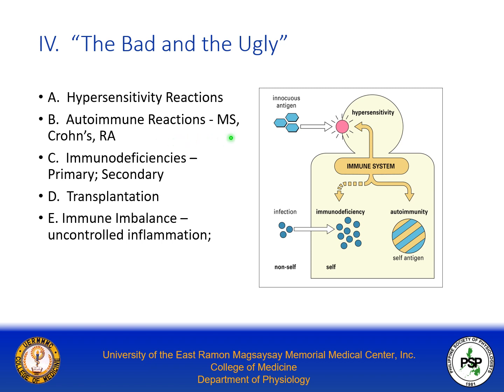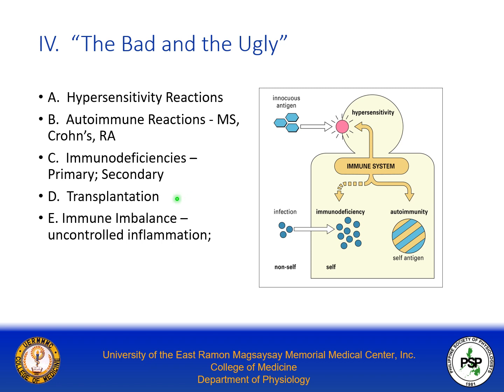Examples are your multiple sclerosis, Crohn's disease, and your rheumatoid arthritis. And then third, you have your immunodeficiencies, primary and secondary. Here there is ineffectivity of the immune response against antigens.